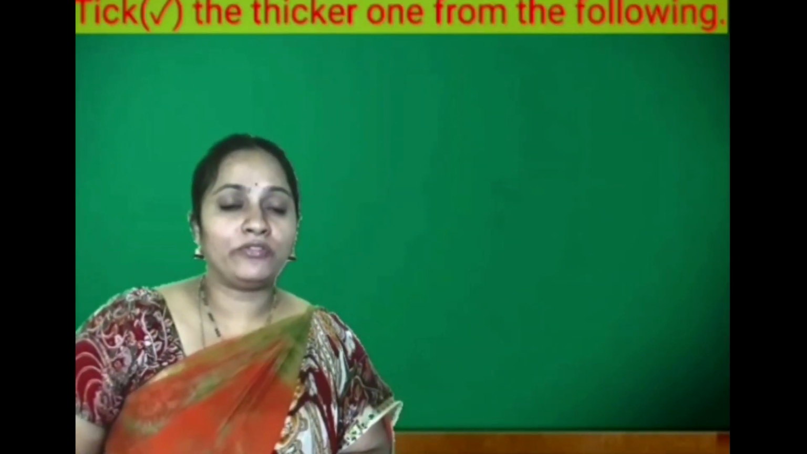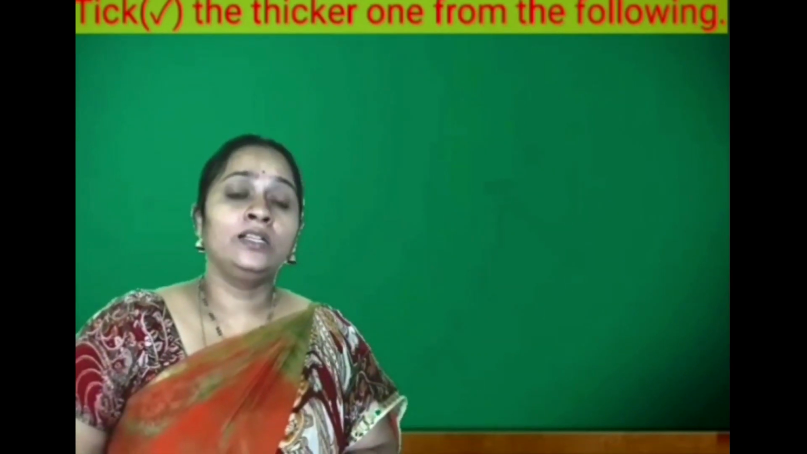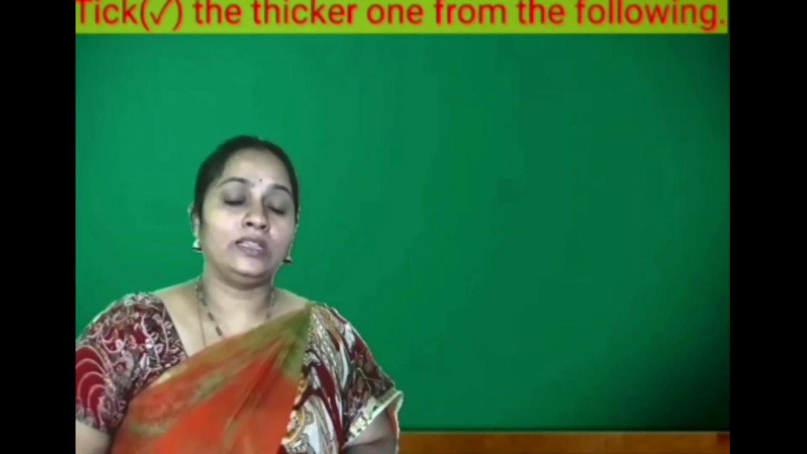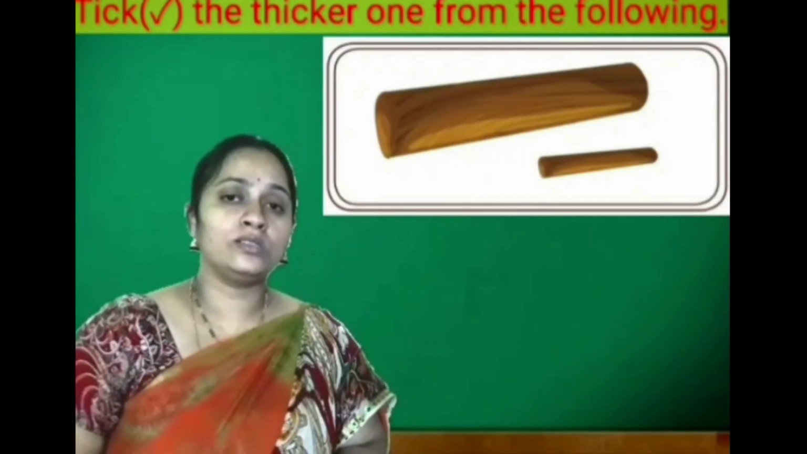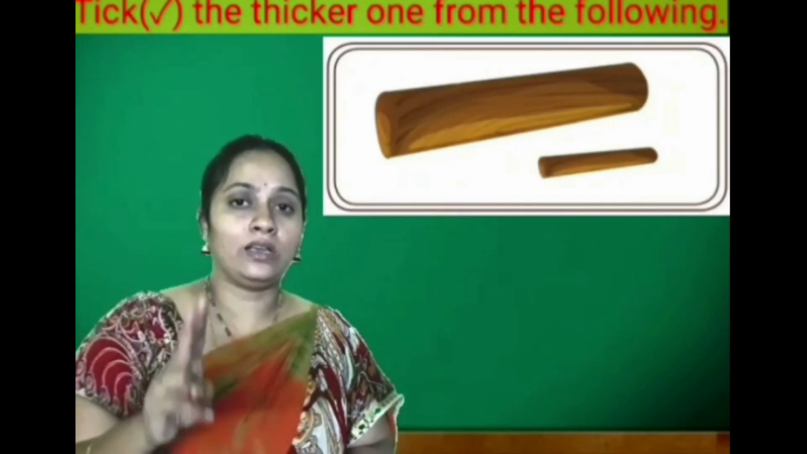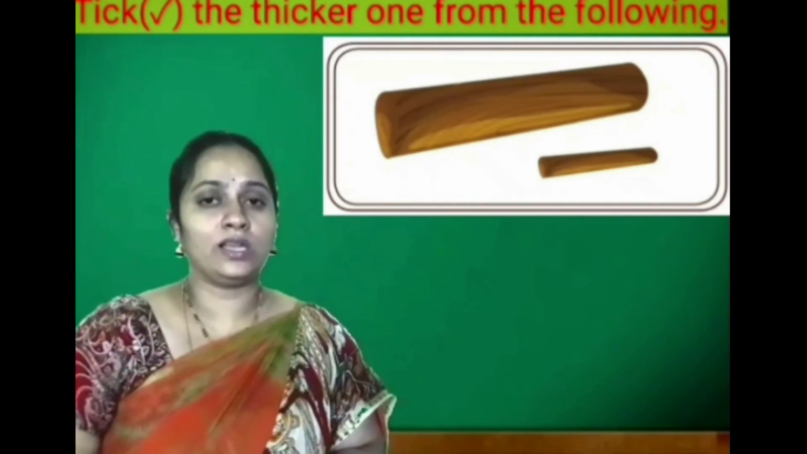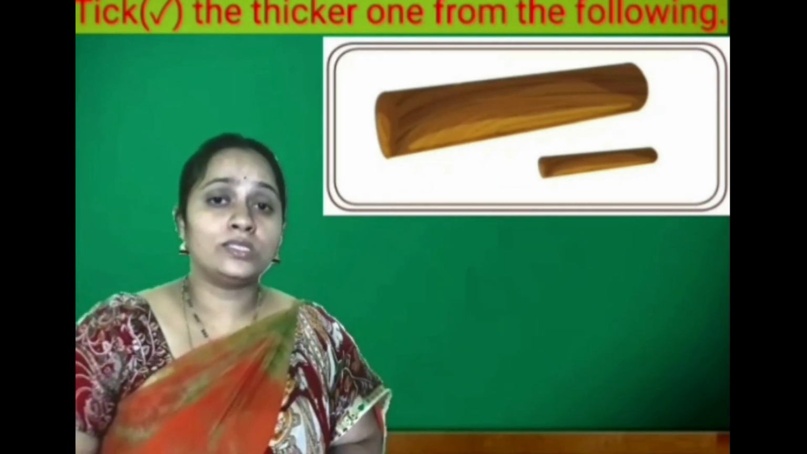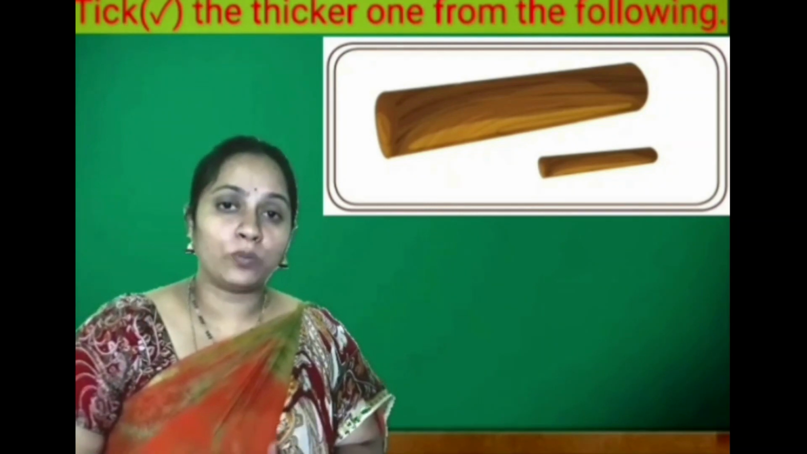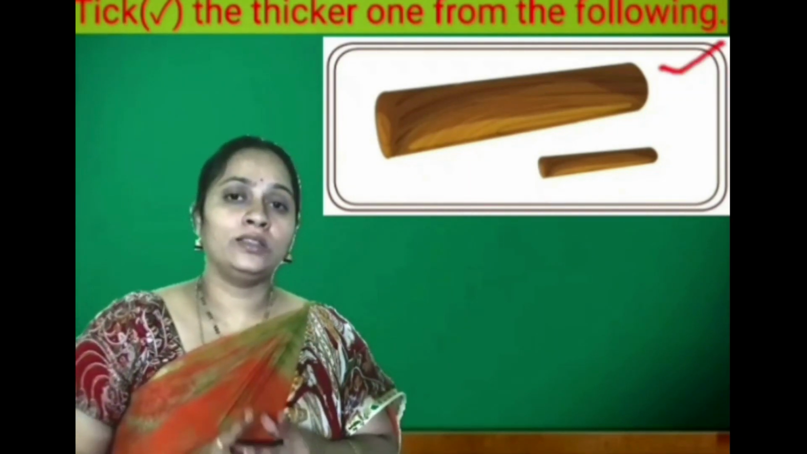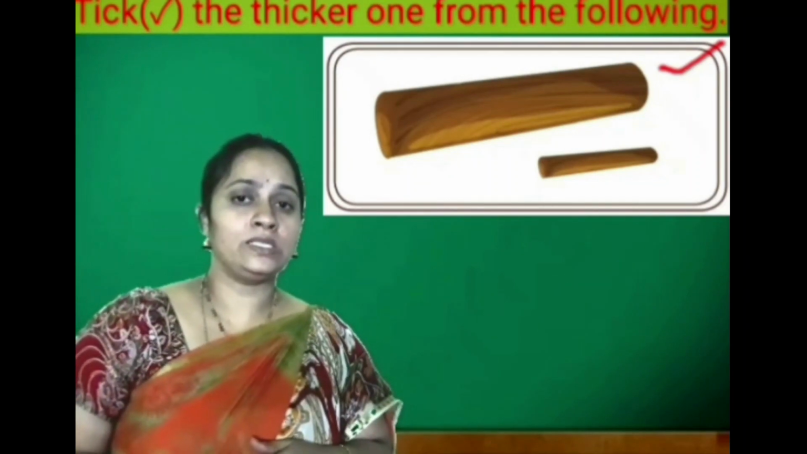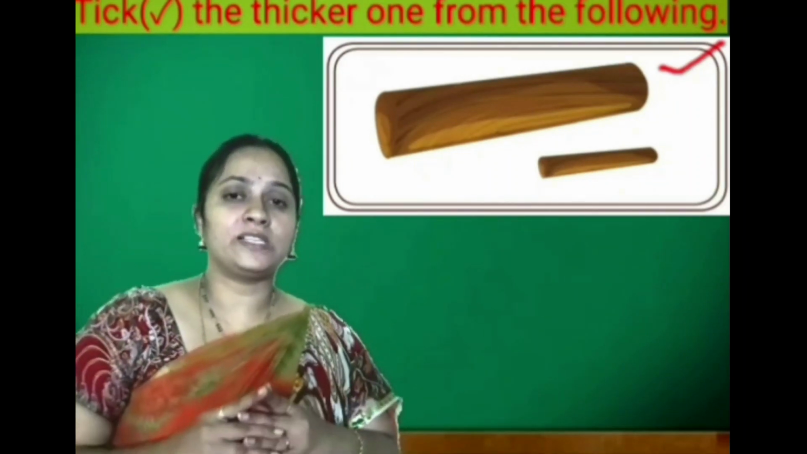Take the thicker one from the following. In the first box they have given two logs. In the two logs, the first one is thicker and the second one is thinner. So according to the sentence, we have to put a right mark for the thicker one. So put a right mark upon the thicker one. It means put a right mark upon the first one.